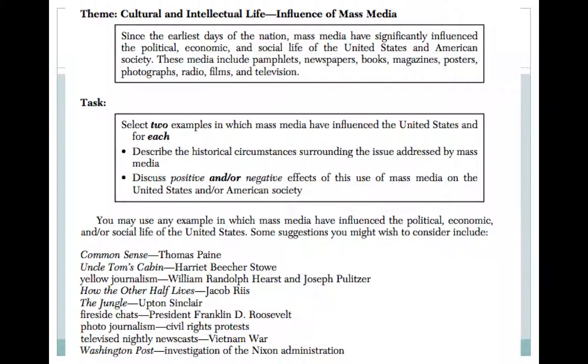So, what I have in front of you now is a thematic essay. As you can see, they're asking you for cultural and intellectual life. So how's the media playing a role in society? Since the early days of the nation, mass media has significantly influenced the political, economic, and social life of the United States and American society. These media include pamphlets, newspapers, books, magazines, posters, photographs, radio, film, and television.